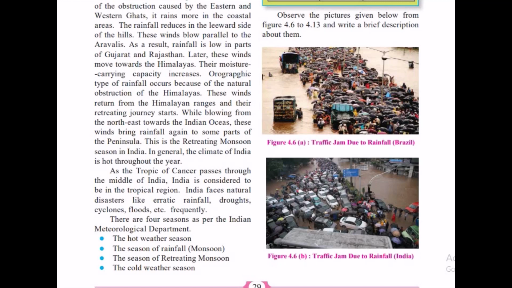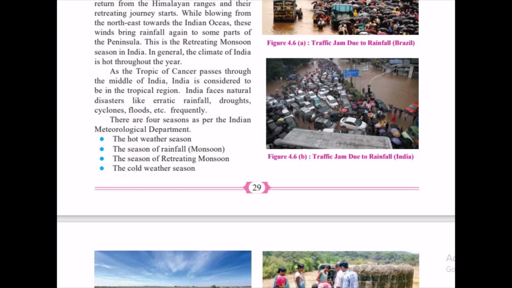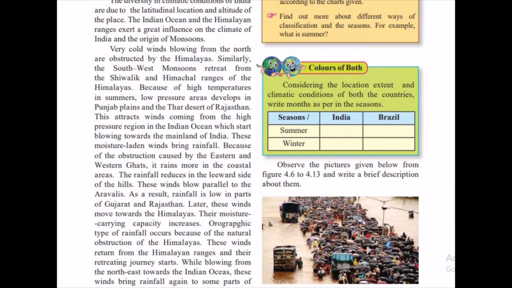The retreating monsoon season in India. The climate of India is hot throughout the year. As the Tropic of Cancer passes through the middle of India, India is considered to be a tropical region. India faces natural disasters like erratic rainfall, droughts, cyclones and floods frequently. There are 4 seasons mainly in India, as denoted by the meteorological department: the hot weather season, the season of rainfall, the season of retreating monsoon, and the cold weather season.